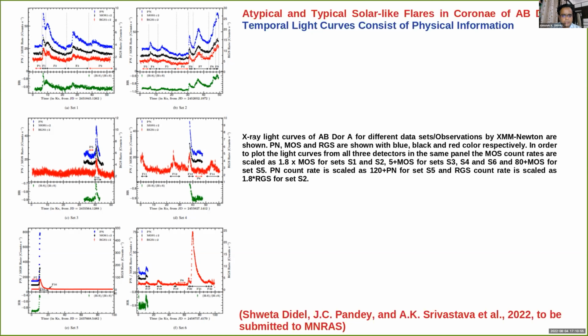Here are the X-ray light curves of Abhishek A for different data sets observed by XMM-Newton, and the PN, MOS, and RGS light curves are shown here in blue, black, and red. And here green is the hardness ratio of the flare. You can see from the middle panel and bottom panel that solar-like flares are inherent in the Abhishek also. These are single flares, and the physics may resemble the solar flare and so on.